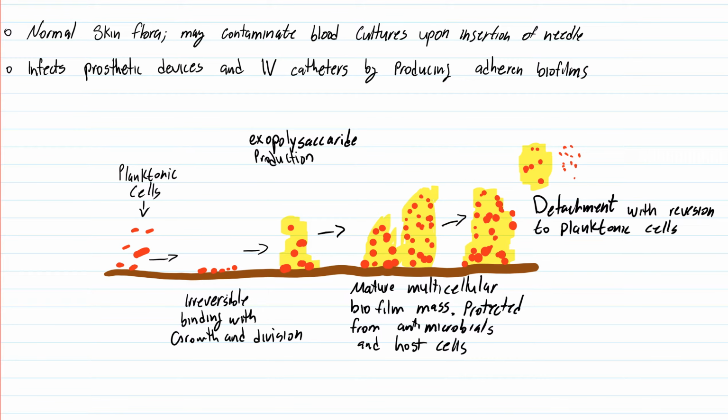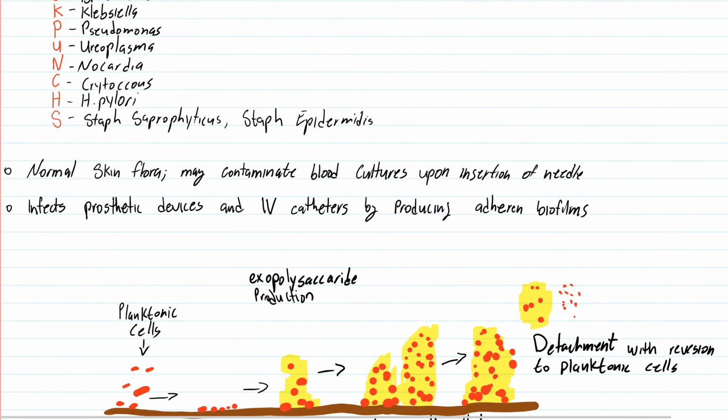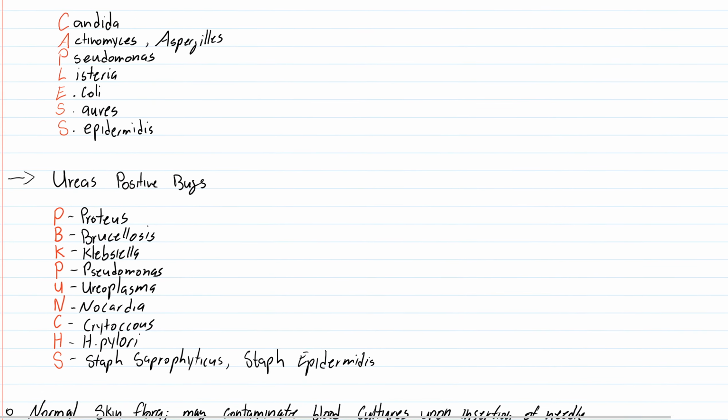And then that matures into a multicellular mass, and that protects it from the host and antibiotics. And then once this mass matures, it starts breaking off these little pieces right here, and then it also releases the planktonic cells, and these cells can go elsewhere and start the infection again. Not much to know about epidermidis, as long as you know that it's IV catheters, VP shunt, any foreign body. It's easy to get this question right.